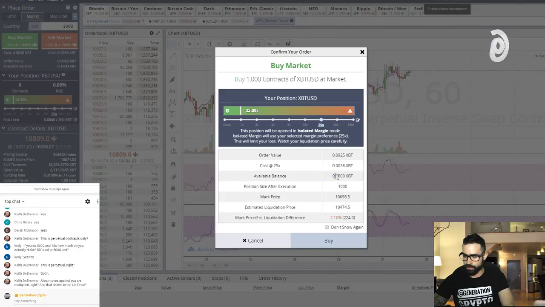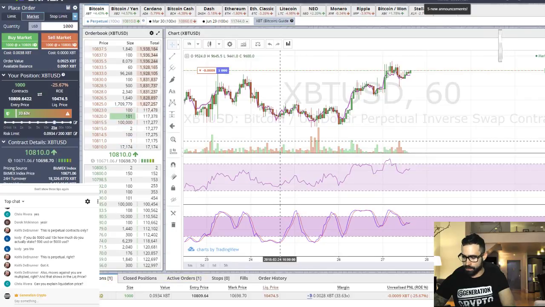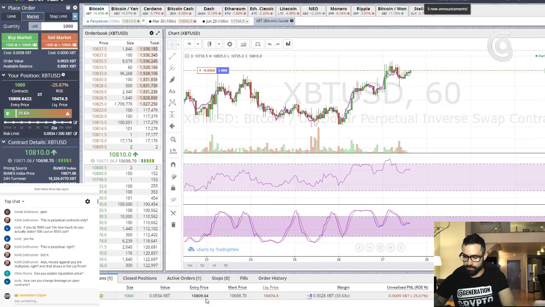BTC for a 0.1 BTC position. Liquidation price would be at 10,400. So let's just go ahead and pull the trigger on it, and bam. So now we have a contract open.